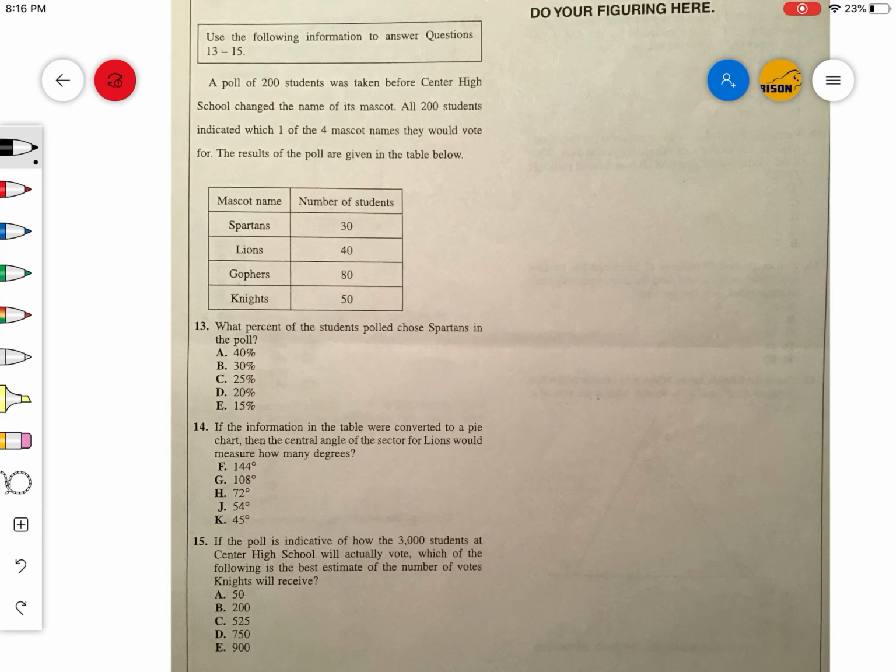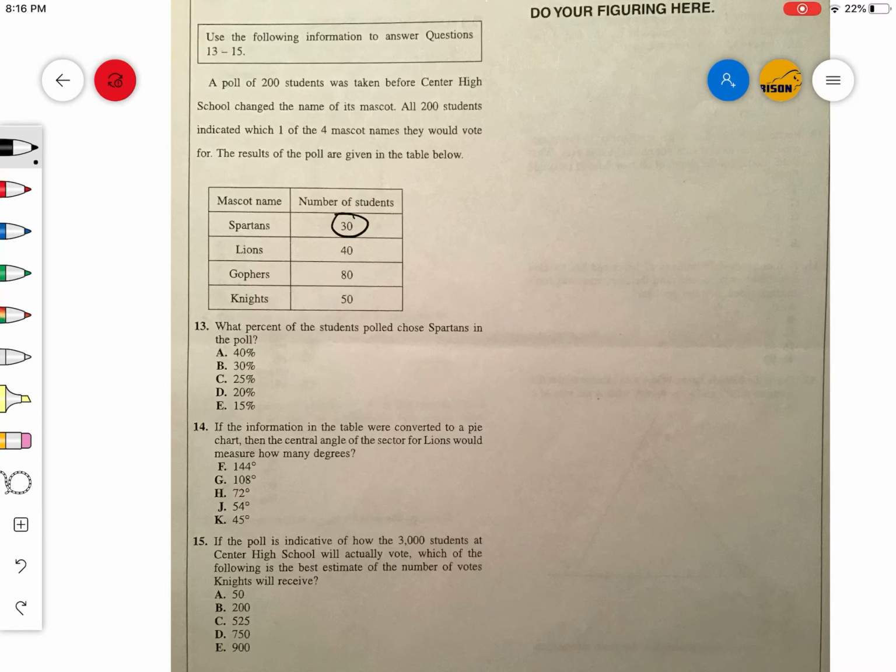Problems 13 through 15, so all the problems on this page, work with this data up here. It says a poll of 200 students was taken before Center High School changed the name of its mascot. 200 students indicated which of the 4 mascots they wanted to vote for, and the results are down here. What percent of the students chose Spartans in the poll?